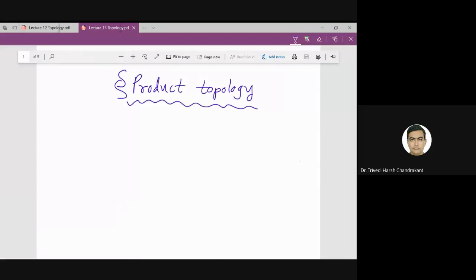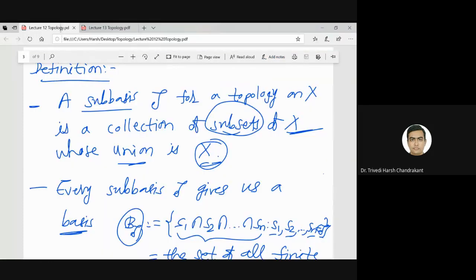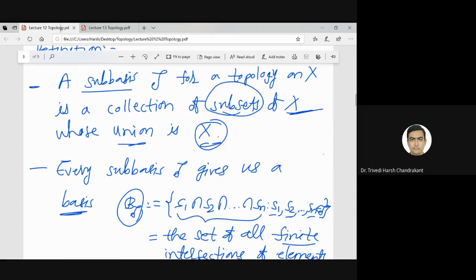Last lecture. So in the last lecture we discussed the definition of subbases. X is the given set, and a subbasis S for a topology on X is a collection of subsets of X whose union is X. So that is the definition we discussed in the last lecture.